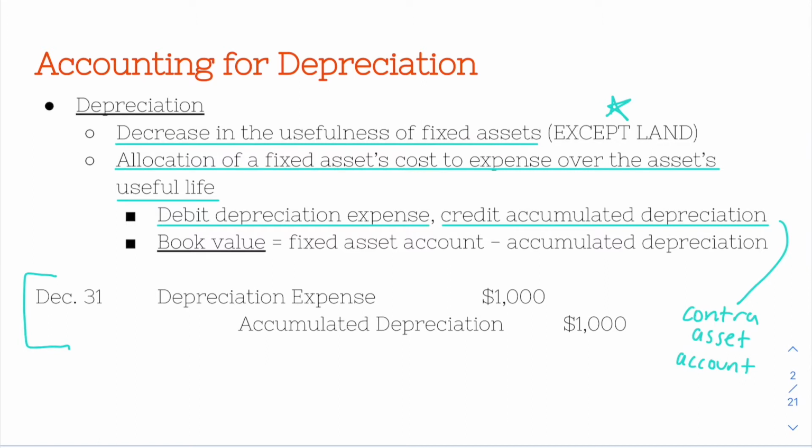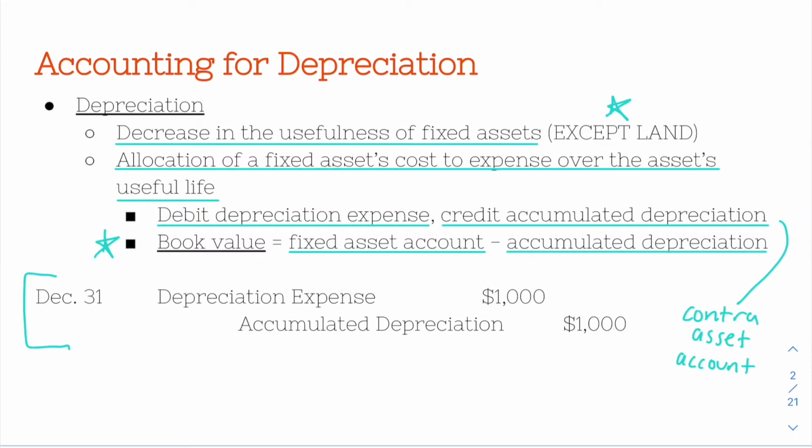Another important concept, especially when we're doing one of the depreciation methods that I'll tell you about in a minute, is book value. Book value is equal to the fixed asset account minus the accumulated depreciation. So it's basically the net value of something. It's what it originally cost, whatever the value is in your fixed asset account, minus the accumulated depreciation, which is what it's worth at that point in time. What it was originally worth minus how much depreciation has accumulated is the book value.